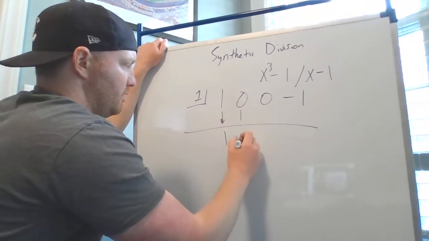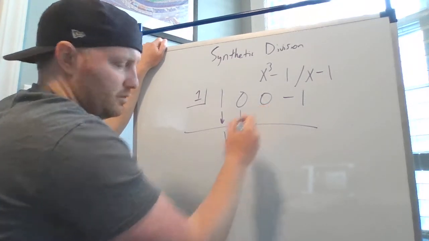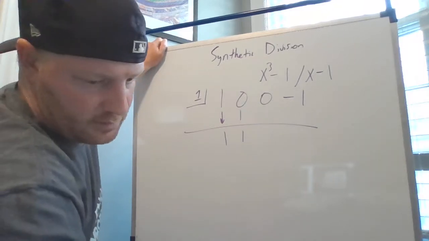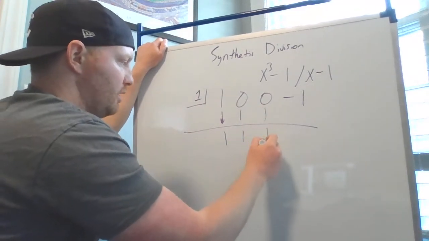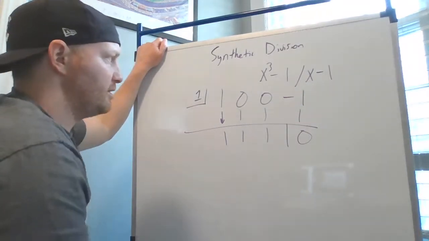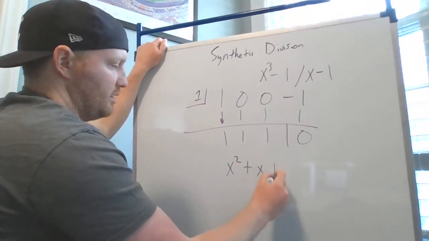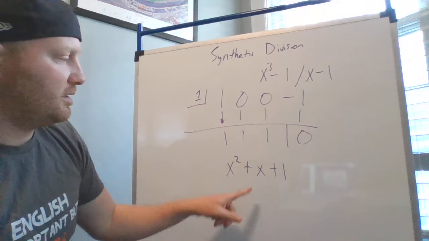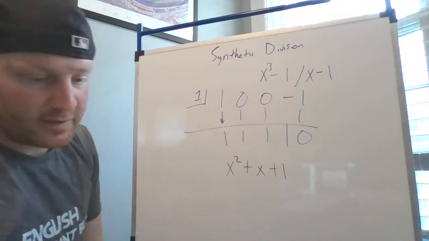1 times 1 is 1. 1 plus 0 is 1. Right? Yeah, I'm doing this right. Okay. 1 times 1 is 1, 1, 1, and now I have a remainder of 0. So your final answer is x squared plus x plus 1. There you go. So this is a factor of this. So this is the answer from this.